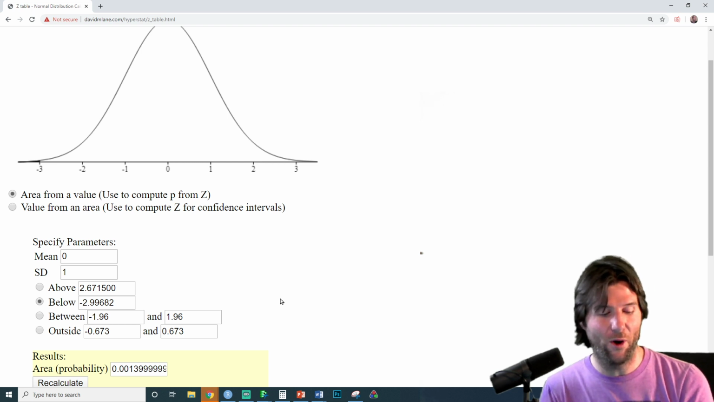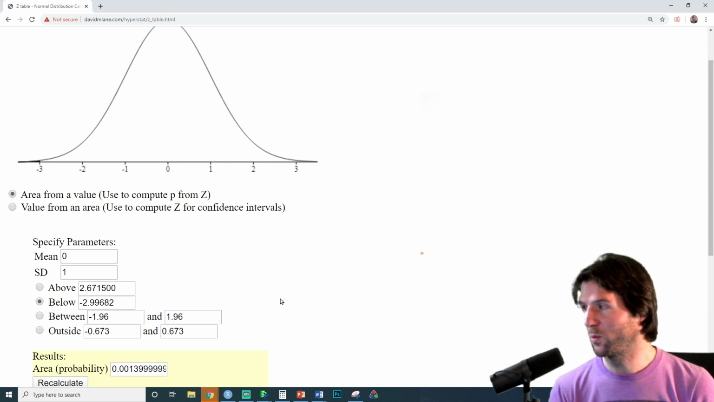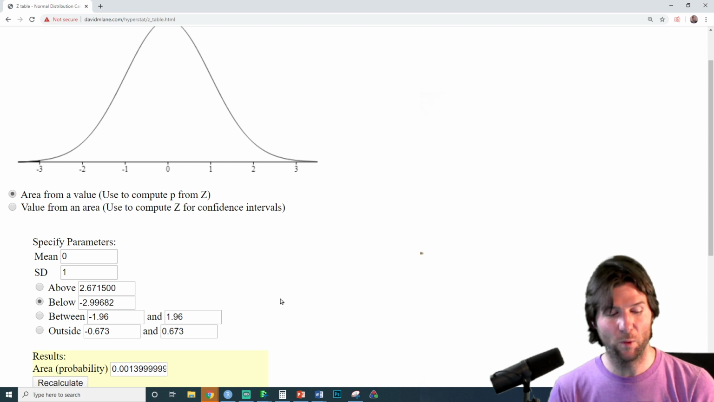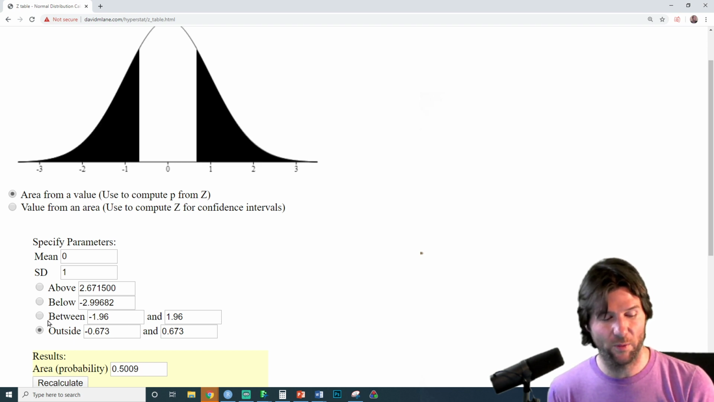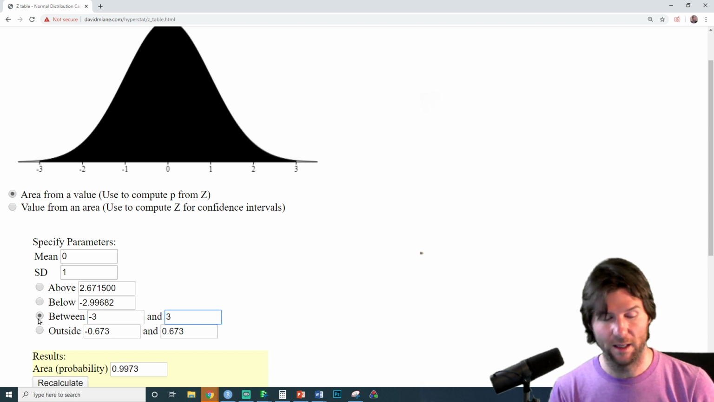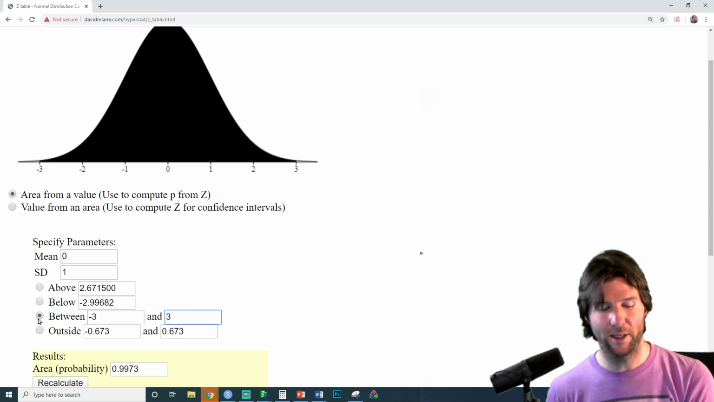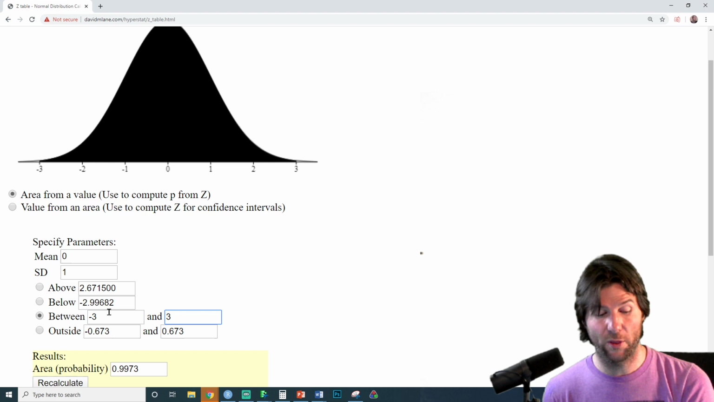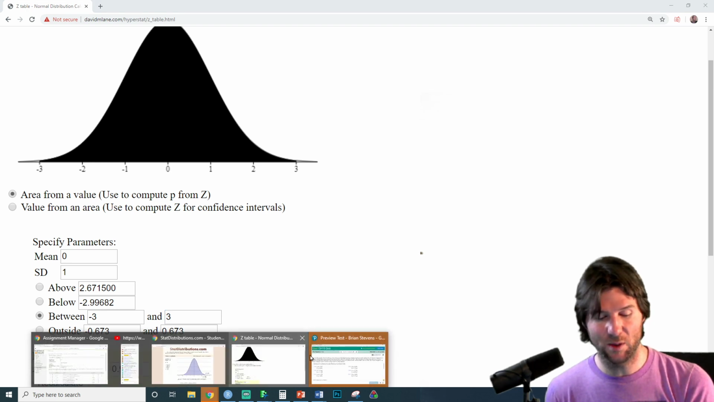Oh, it's 0.0014. I was a little bit off. And I'll tell you why. Because in between -3 and +3 is 99.73. So that's the more exact decimal placement of it. We say 68, 95, 99.7, but it's actually 99.73. So that's the decimal differences.